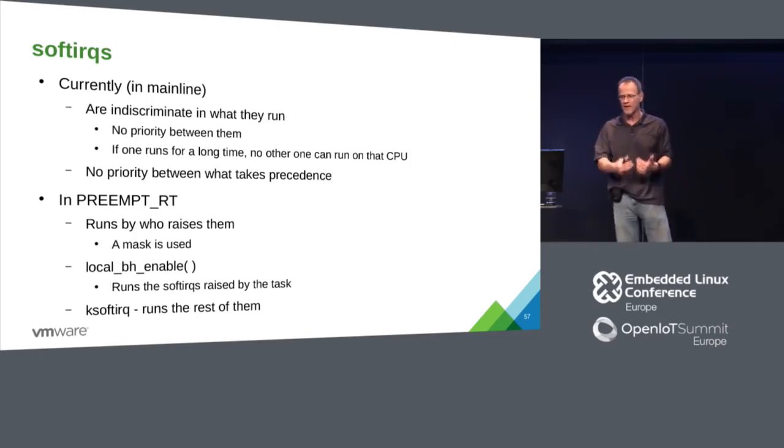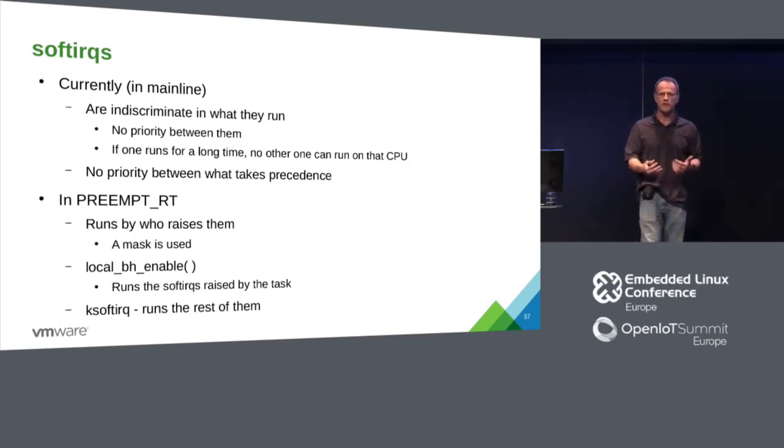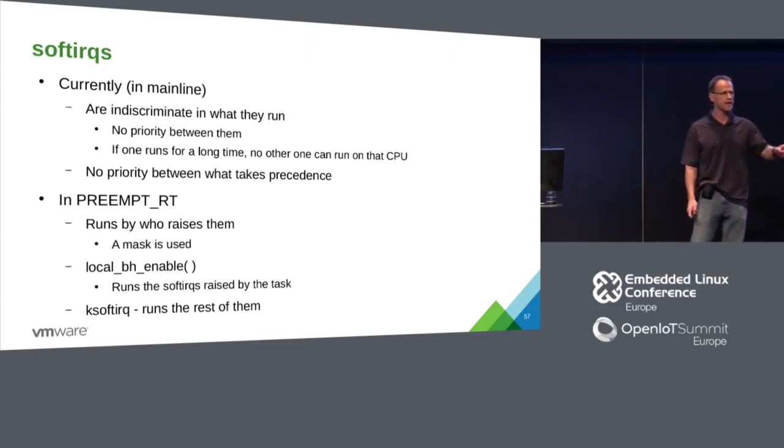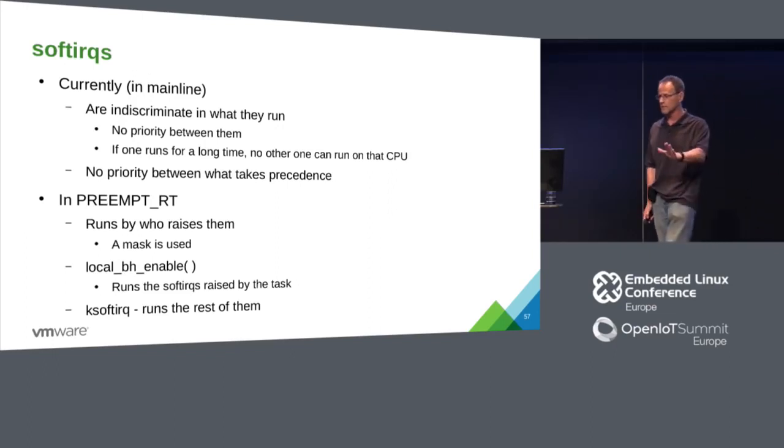And what we finally figured out is we could just let whoever said, I want the soft IRQ to run, run the soft IRQ. So whoever raises it, that's the priority. You know what the priority is. So if your high priority task raises the soft IRQ, it runs the soft IRQ logic under its own task. Works great.